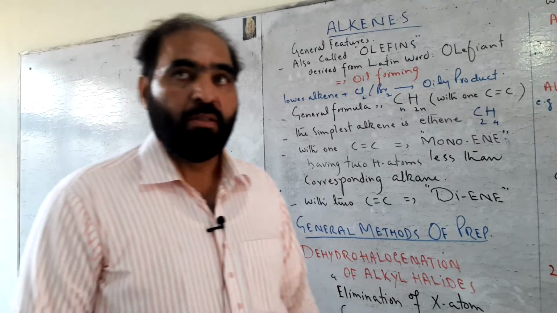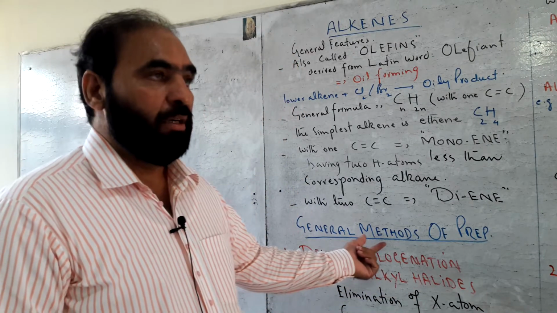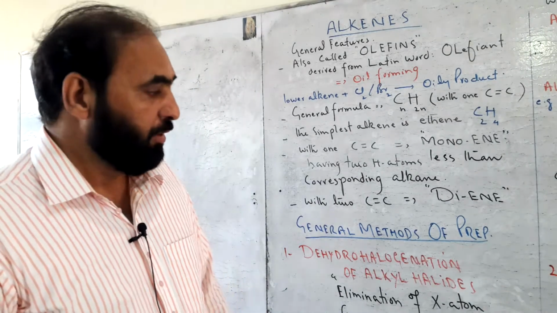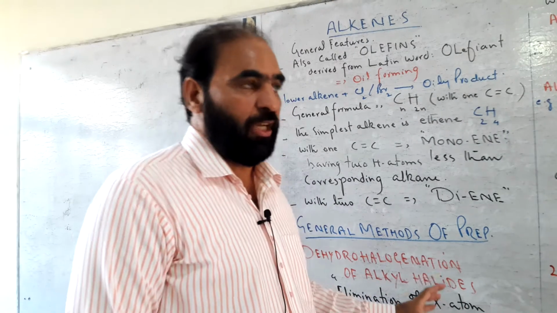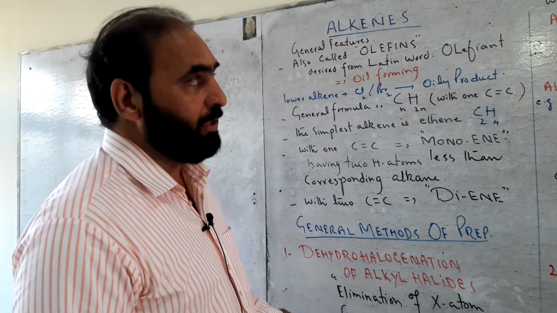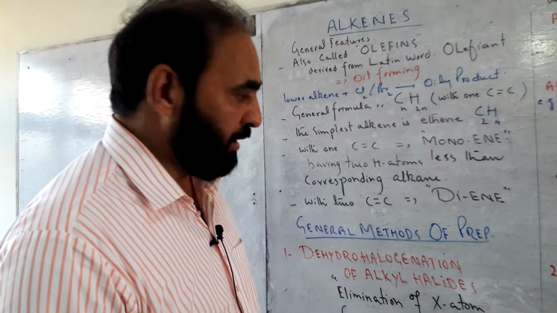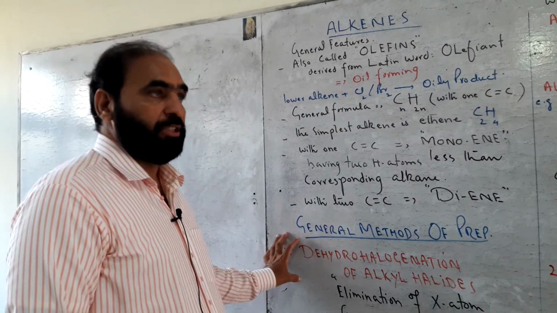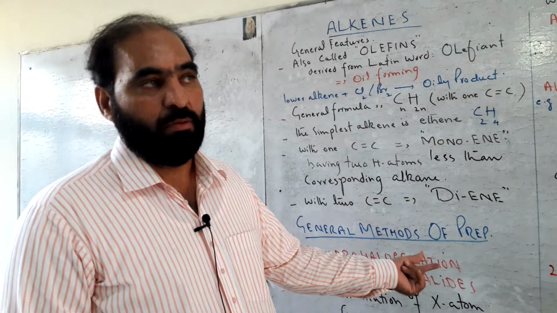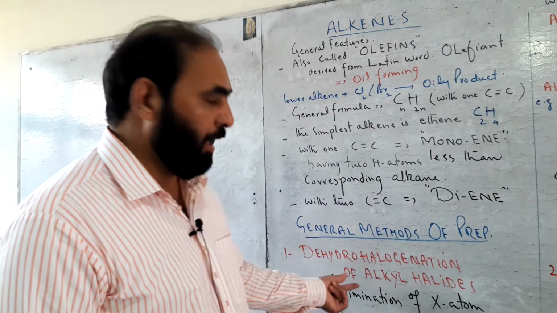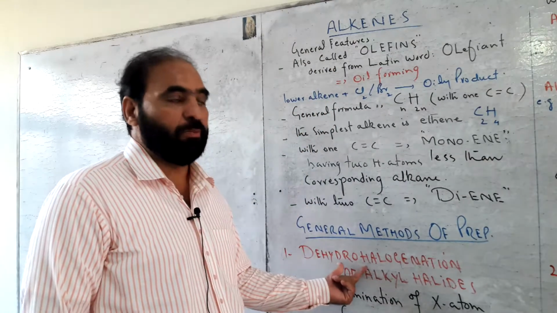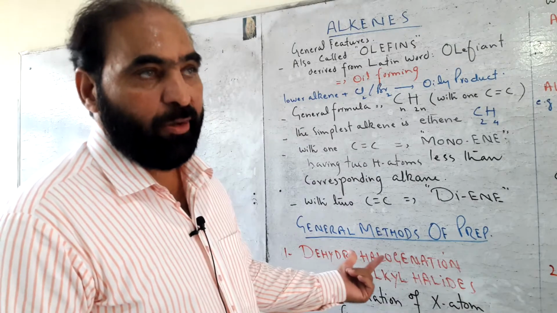Now let us see how we can prepare alkenes. There are 5 methods included in our syllabus, out of which we will discuss 2 methods in today's lecture. The first method is dehydrohalogenation of alkyl halides. First of all, let us define what is meant by dehydrohalogenation.